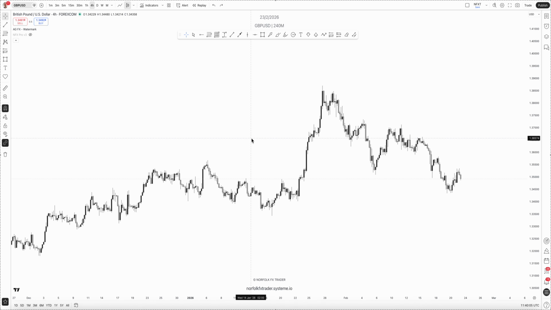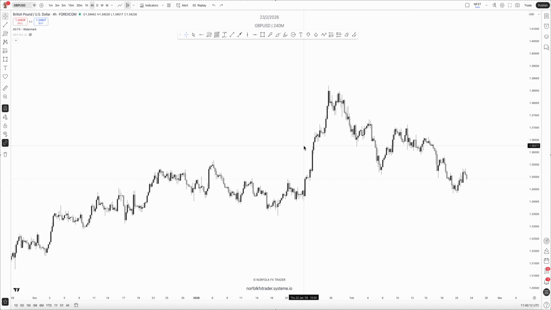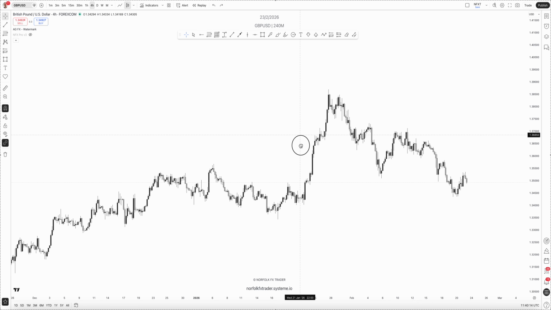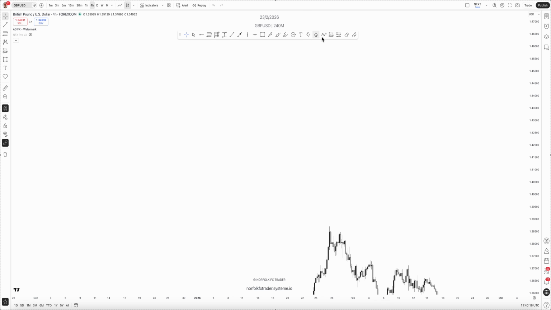You first need to understand the swing structure and how to map that out, and then find your internal structure. Now, before we go through this pound US dollar chart here on a 4-hour time frame, let me just briefly show you the difference between the two.